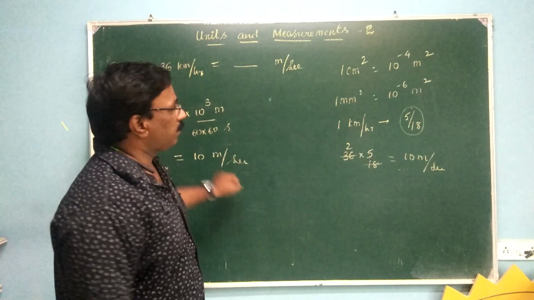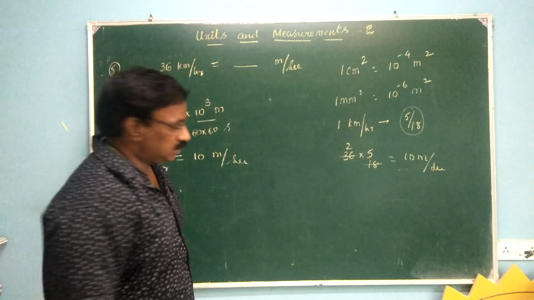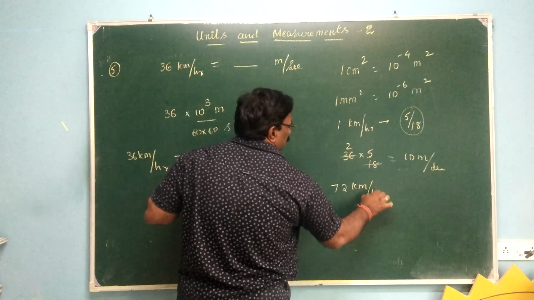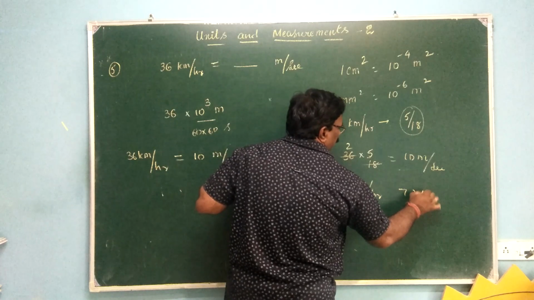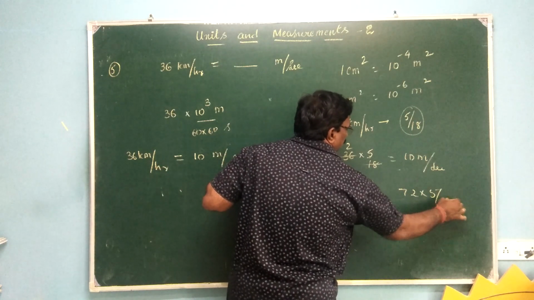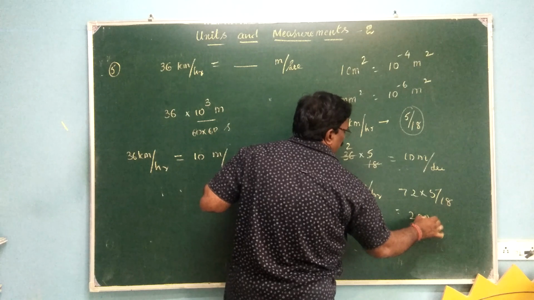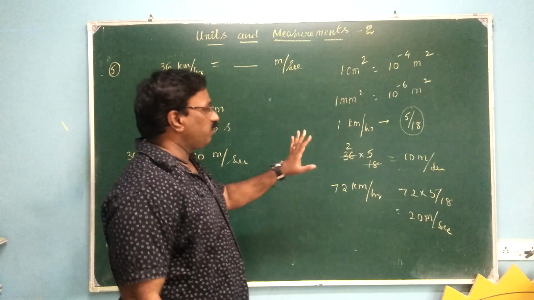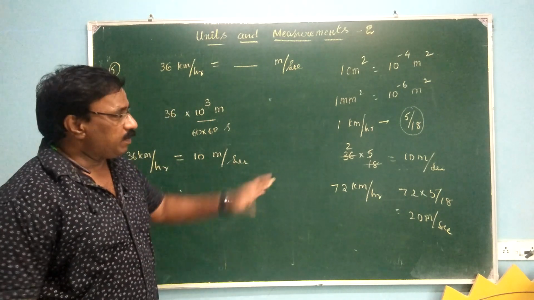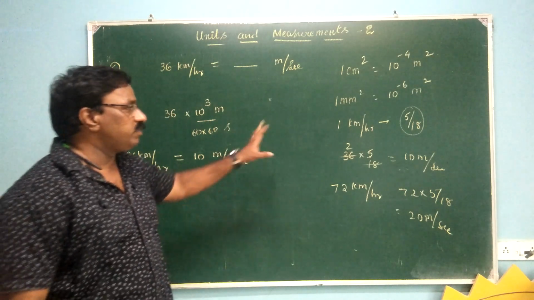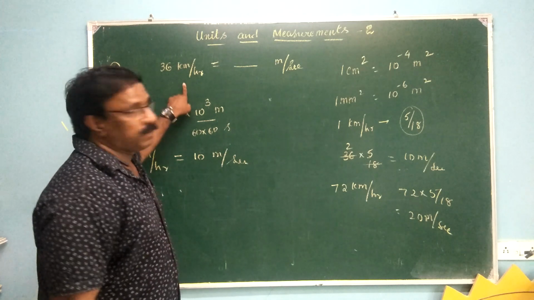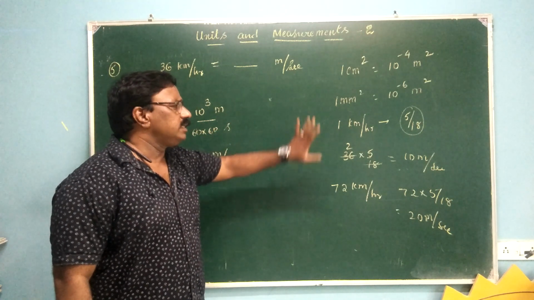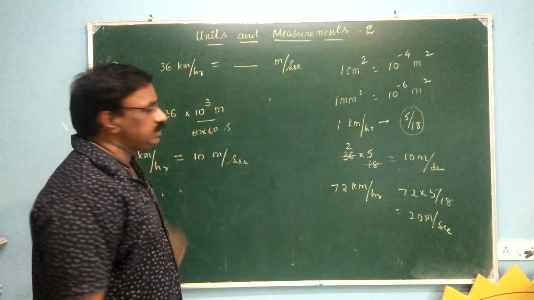So multiply that kilometer per hour value with 5 by 18. Suppose 36 kilometer per hour, 36 into 5 by 18. Suppose 72 kilometer per hour, so how much do you have to do? 72 into 5 by 18, 20 meter per second. So every time you need to solve like this is a waste of time for you. Remember the 5 by 18 conversion factor. If you multiply the given kilometer per hour value with 5 by 18, you are going to get meter per second. Students used to memorize it like that because every time doing it like this is difficult.